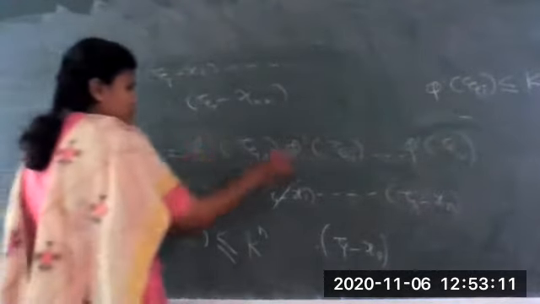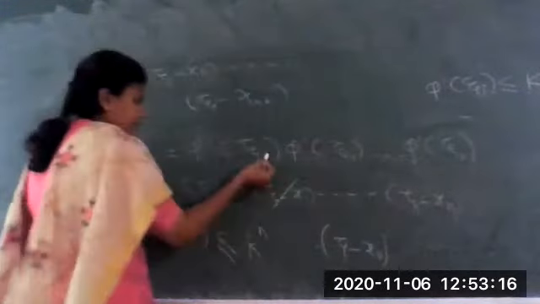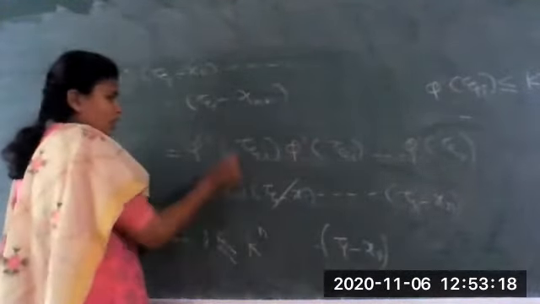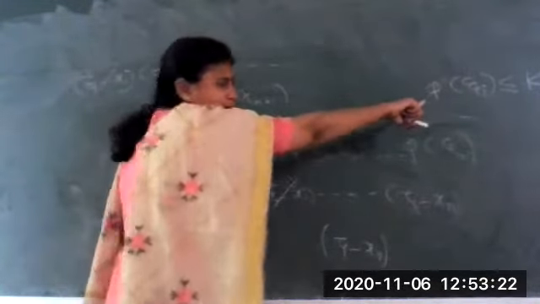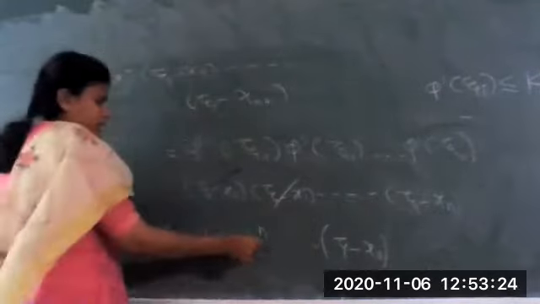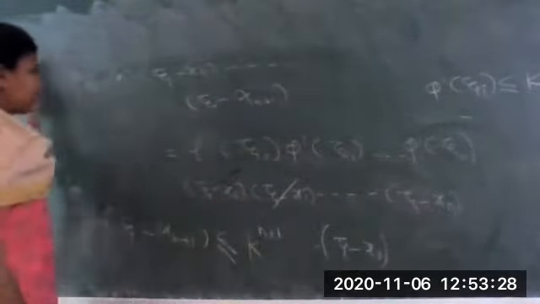Why k raised to n plus 1? Because we have φ'(ζ0), φ'(ζ1) up to φ'(ζn), that is all those n terms plus this zero. So all those terms are less than or equal to k. If they are less than or equal to k, it means k into k, n plus 1 times. So k raised to n plus 1. So hence we get this equation.